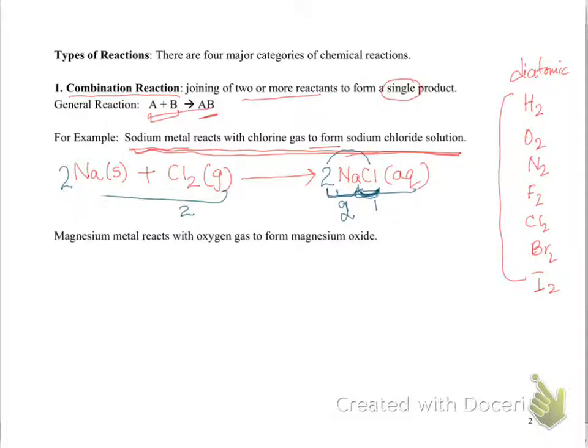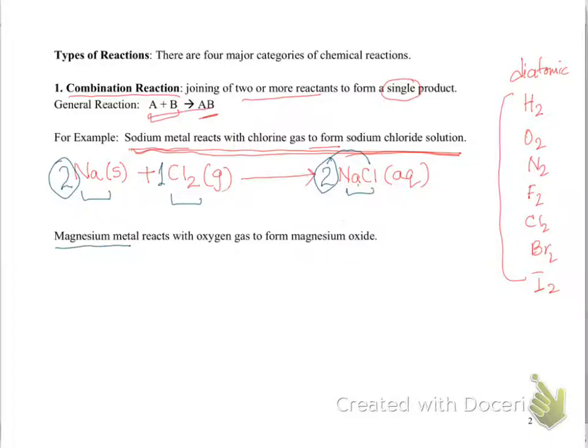So what does that mean? That means if you want to make sodium chloride, then you have to combine sodium metal and chlorine gas in the ratio of 2:1. And you will make 2 equivalents of sodium chloride. Let's do one more practice question.